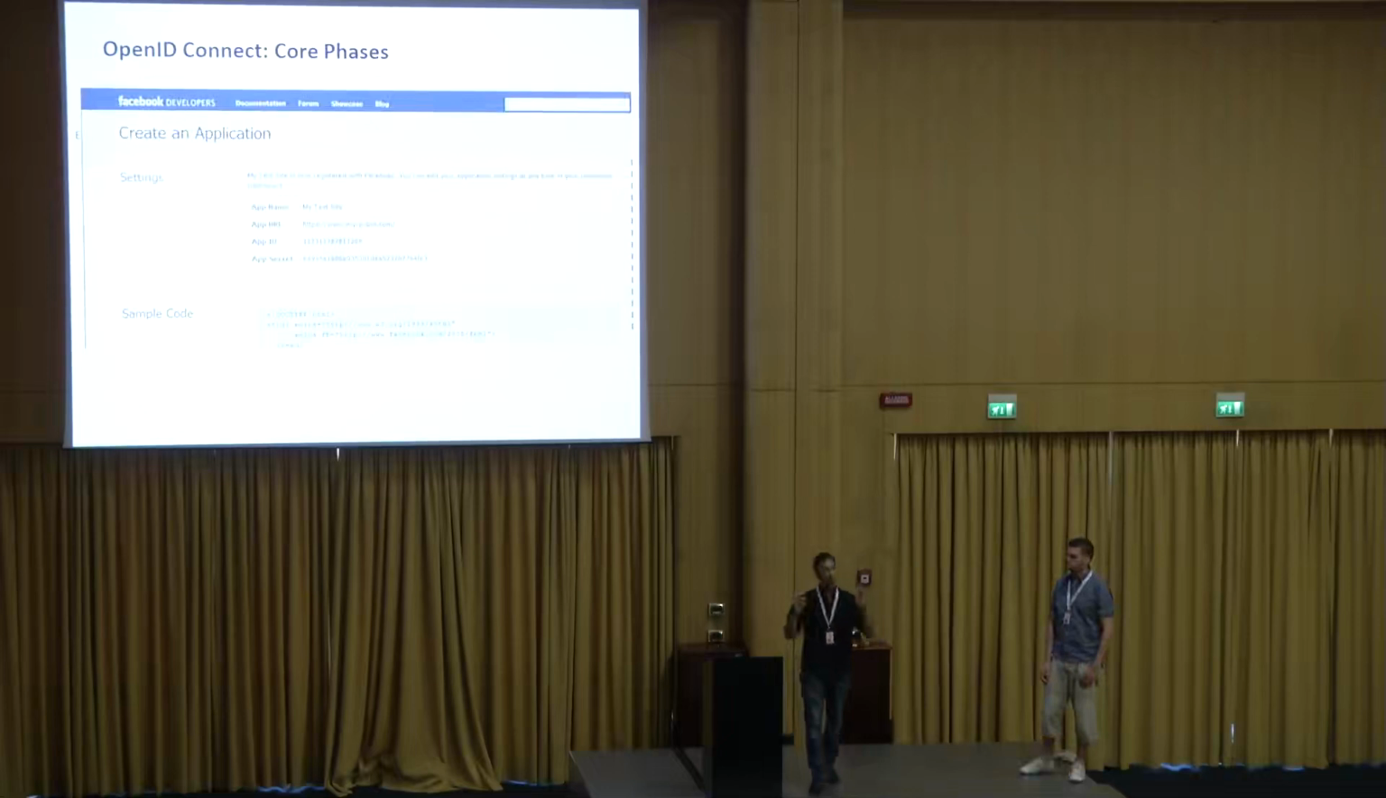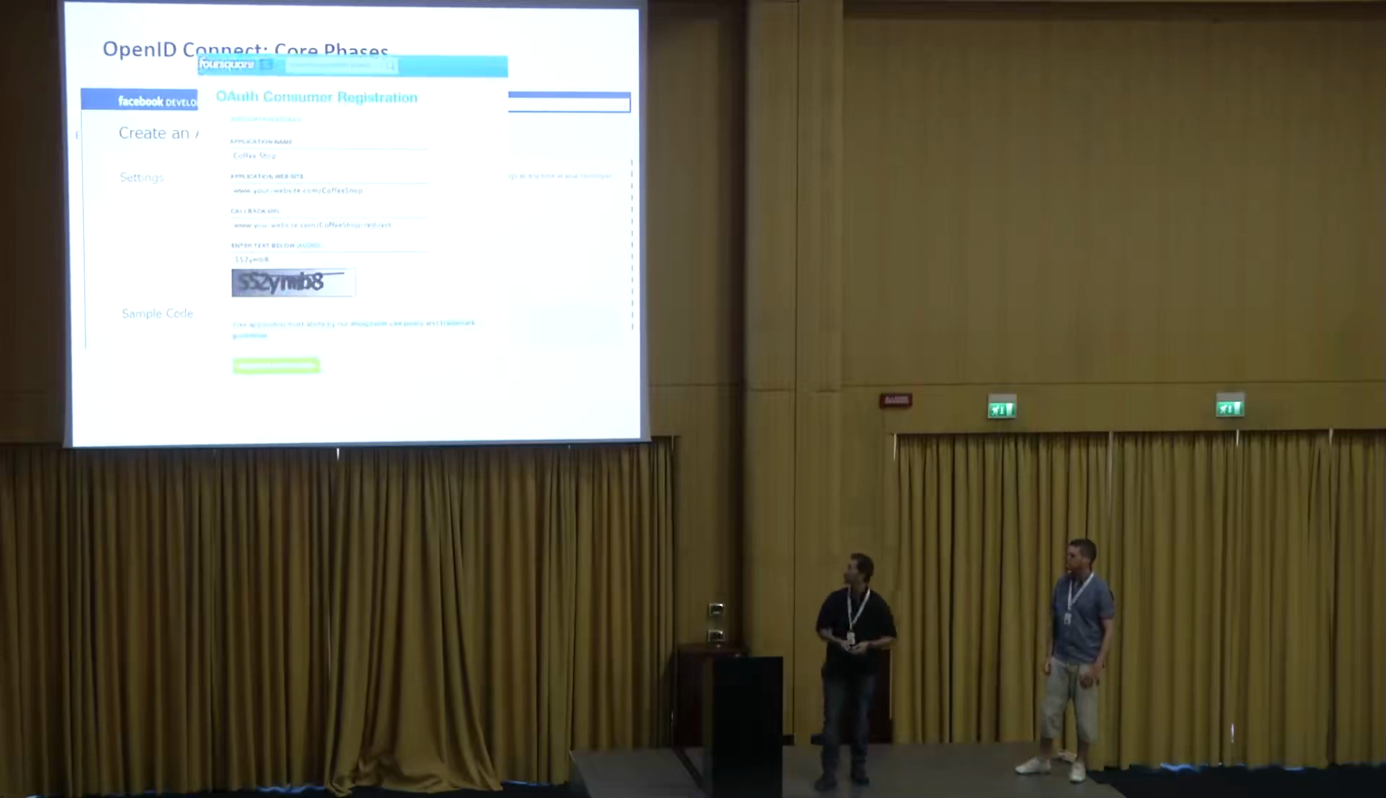On Facebook, both for OAuth and OpenID Connect, this phase is identical. The client or the developer of the client registers the URL where the web application is deployed, and gets as a response a unique client ID and client secret identifying this client.